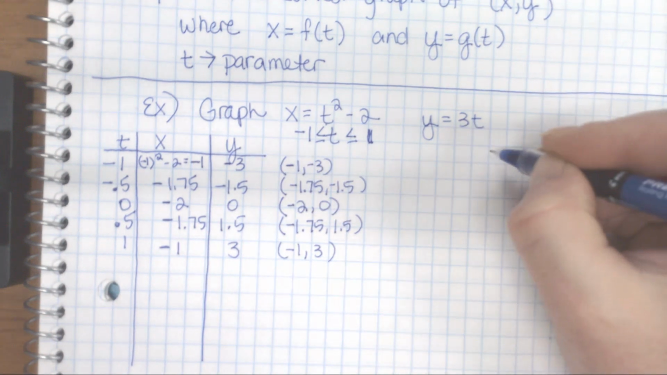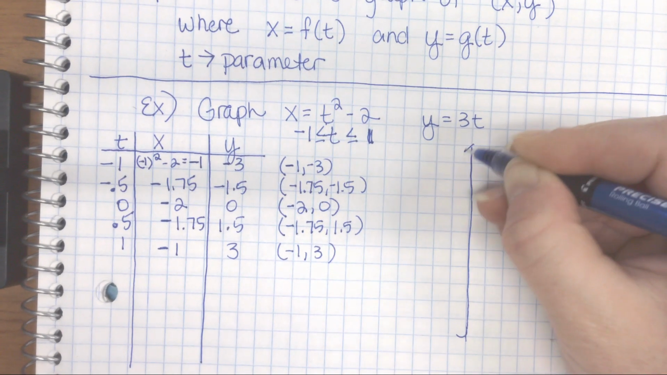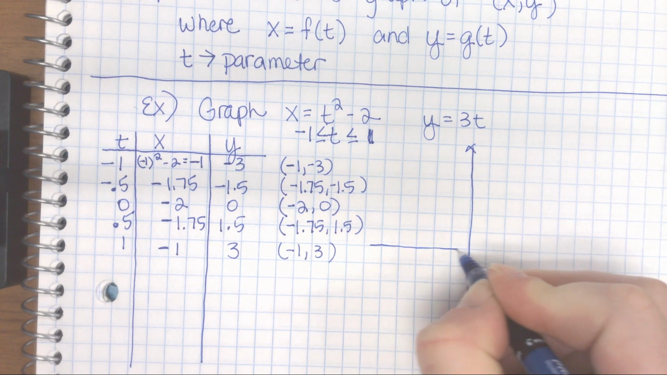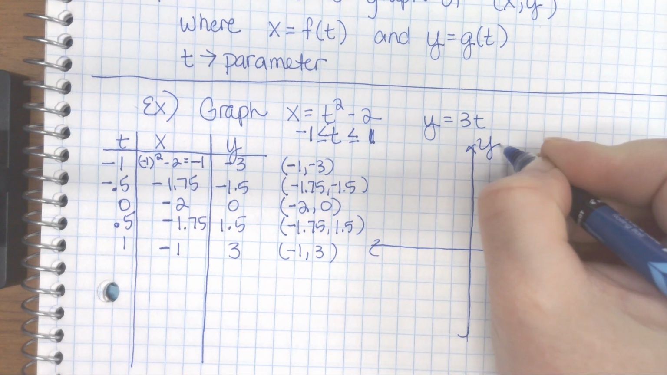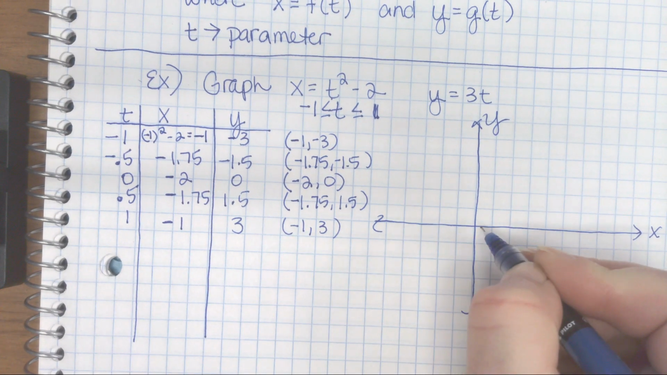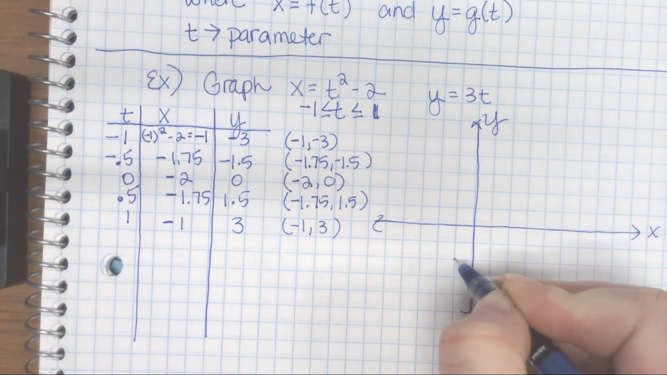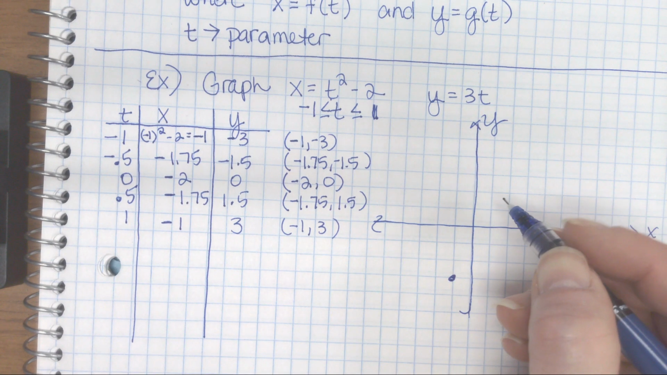Now let's draw a picture. So I'm going to draw an XY axis. I'm going to plot my ordered pairs, and then you're going to make a guess. What do you think the shape is? Oh, jeez, ruined the surprise.